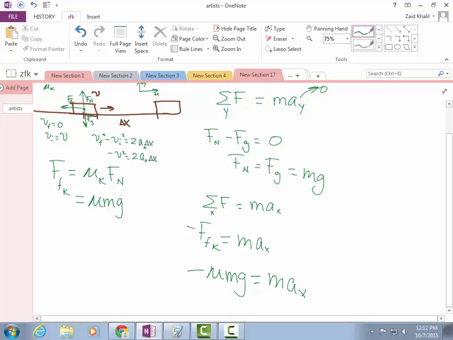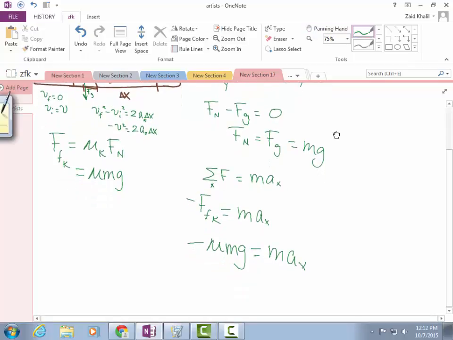what is it equal to? We're solving for the acceleration in the x direction. So ax equals negative mu g. Notice the acceleration is independent of what? Very good. Acceleration is independent of the mass. It doesn't depend on the mass.